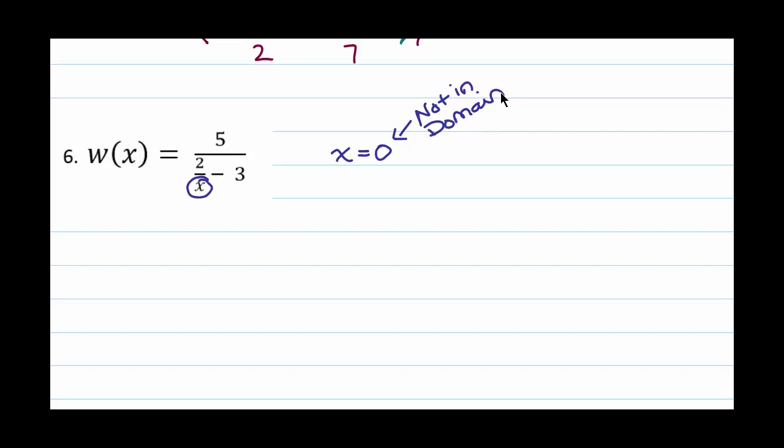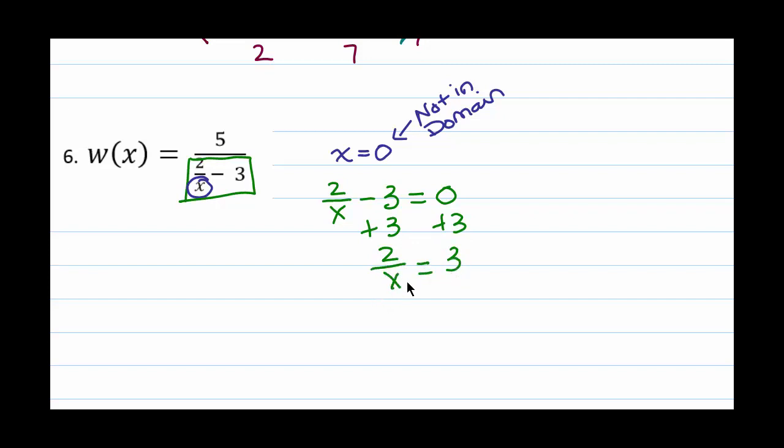Now we look at the larger fraction. This right here in my larger fraction is the denominator. So this part right here cannot equal 0 also. So we set 2 divided by x minus 3 equal to 0. And now we're going to solve this. So I'm going to add 3 to both sides. So then I have 2 over x is equal to 3.